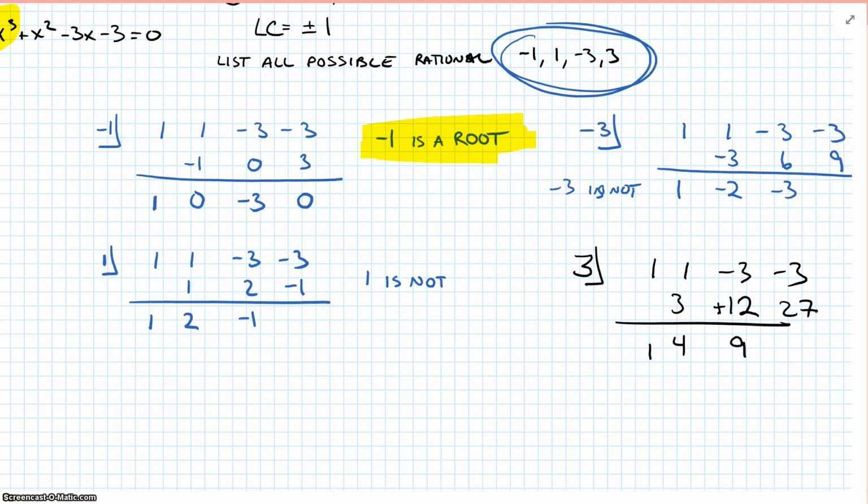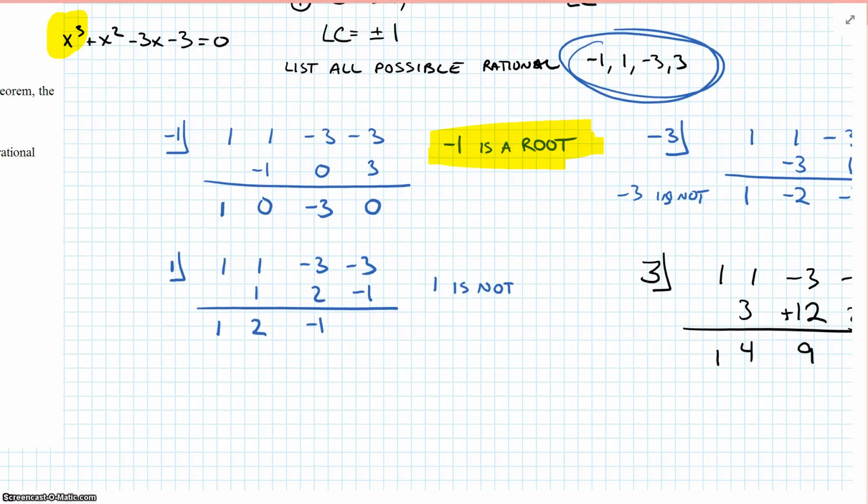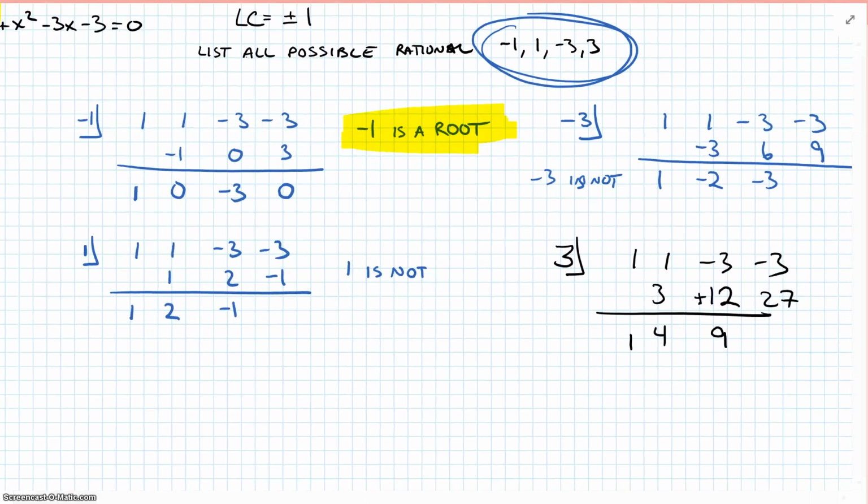Again, we learned before break that a third degree polynomial has 3 roots. So you can have either 1 or 3 rational roots and 0 or 2 irrational roots or imaginary roots. So negative 1 is the root. Good job. Here we go.